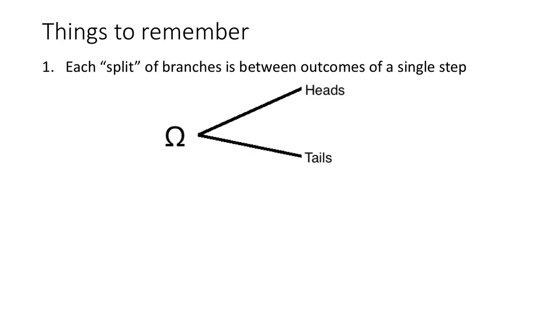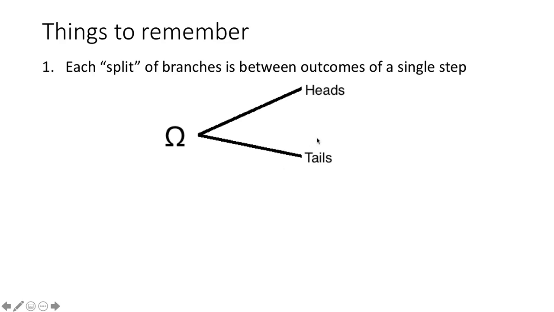I wouldn't split it up like this: if this is a 2-step experiment where I'm flipping a coin and then rolling a die, the split of branches here isn't flipping the coin for heads and then rolling a die where tails is. Instead, heads and tails, the 2 outcomes from the step, are showing up as a split.